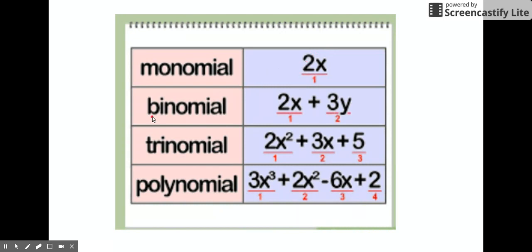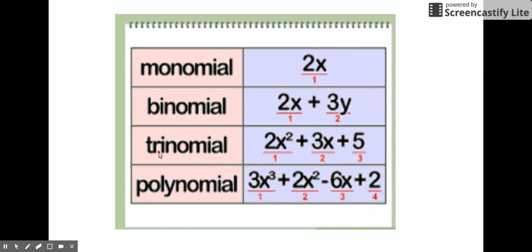A binomial, bi means 2, like bicycle, right? 2 wheels. Well, a binomial means there's 2 pieces in your polynomial. So you have a first piece, and then you have your second piece. There's 2 pieces here. Trinomial, like tricycle, 3. Tri means 3. So this polynomial has 3 pieces. Your first piece here, second piece here, and your third piece here. Notice that it could have x's and y's. It could have any letter. Okay, so that doesn't matter.